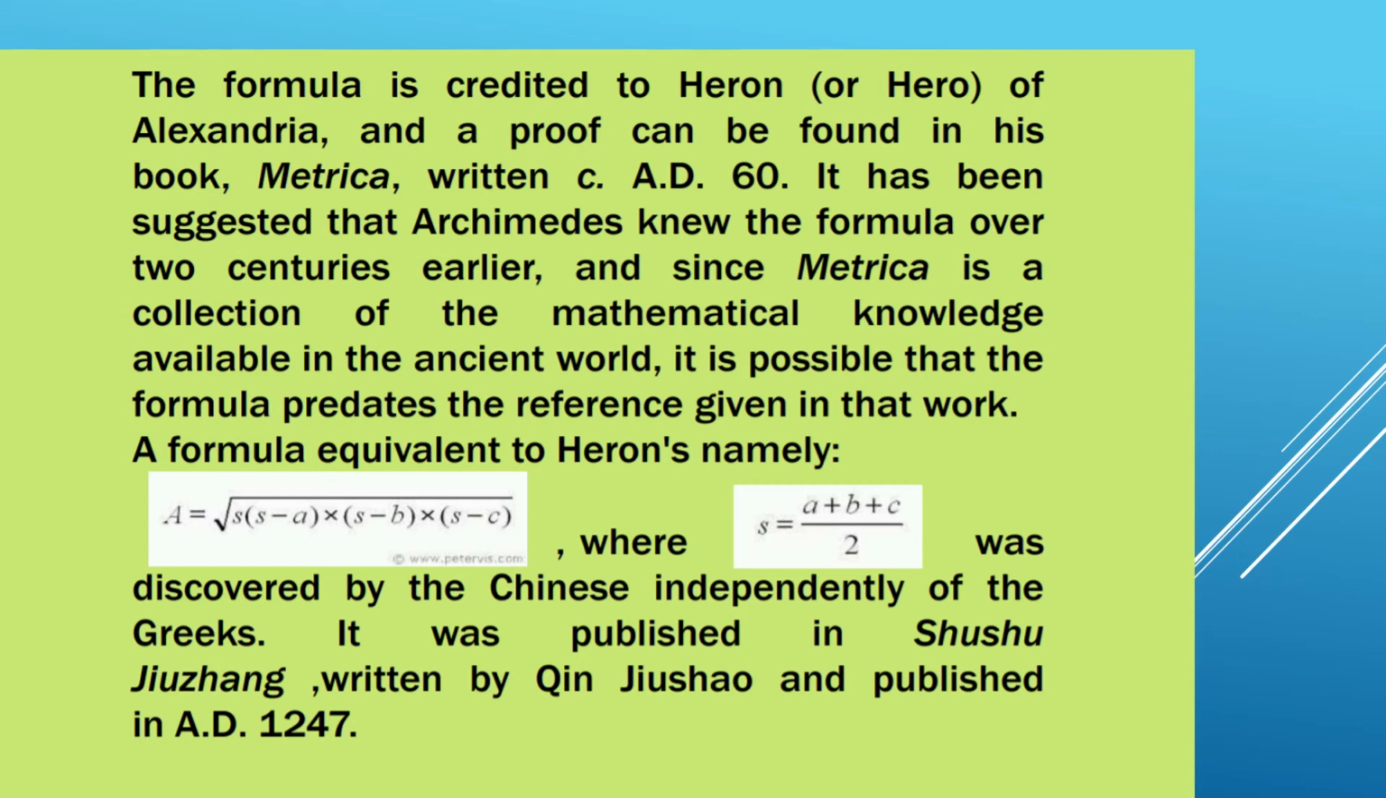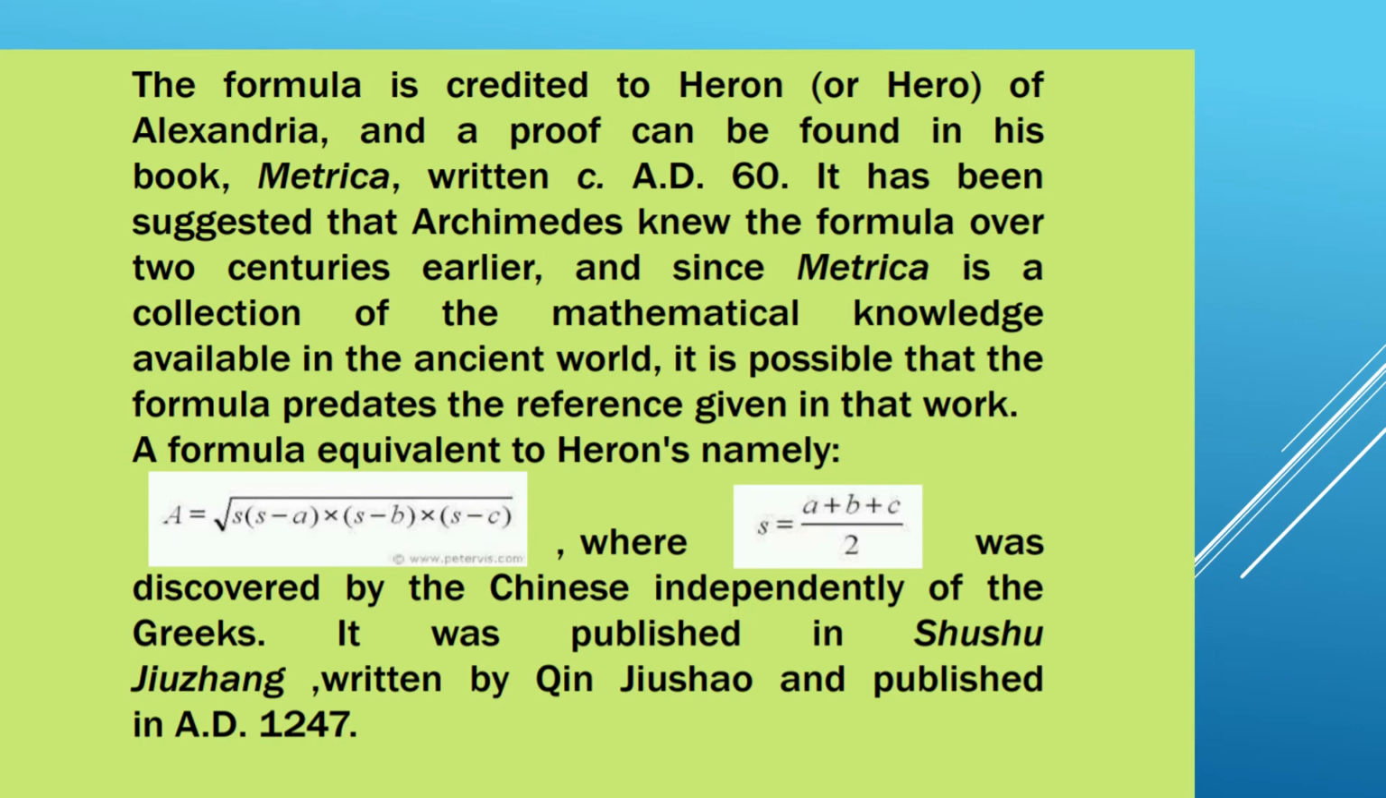A formula equivalent to Heron's, namely A is equal to square root of S into S minus A into S minus B into S minus C, where S is equal to A plus B plus C by 2. This is the important formula for this chapter, my dear children. Remember, it was discovered by the Chinese independently of the Greeks. It was published in Shushu Jiuzhang, written by Qin Jiushao and published in 1247 AD.